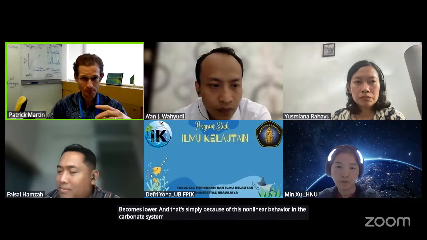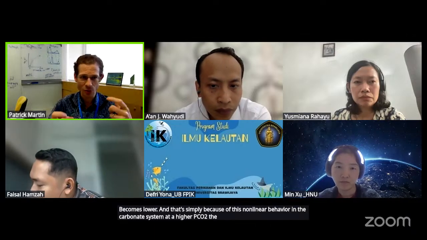And that's simply because of this nonlinear behavior in the carbonate system. At a higher PCO2, the change in inorganic carbon concentration for a given amount of PCO2 change is a lot smaller. But the CO2 sink in the ocean is also a lot dependent on ocean circulation and ocean temperature.